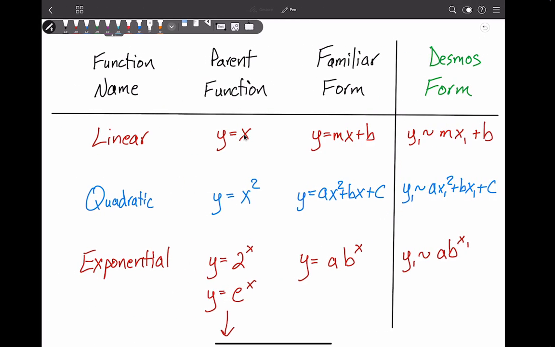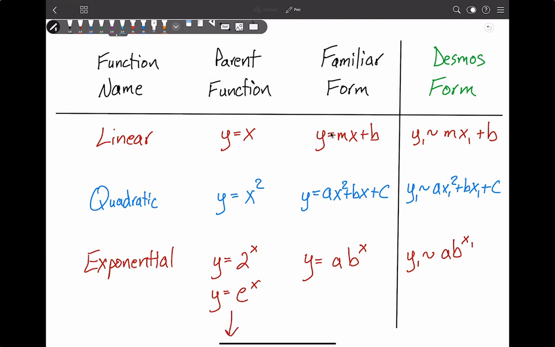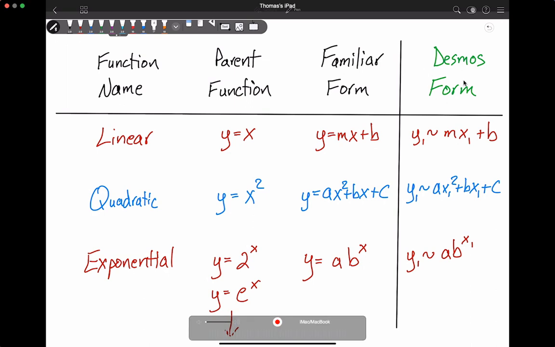So we're going to look at this chart right here. And the three functions that I'm going to demonstrate to you are the linear, quadratic, and exponential, okay? So the parent function is y equals x for linear, and a familiar form from Algebra 1 that you remember is y equals mx plus b. So when you do regressions in Desmos form, it is y equals mx plus b for a regression, okay?